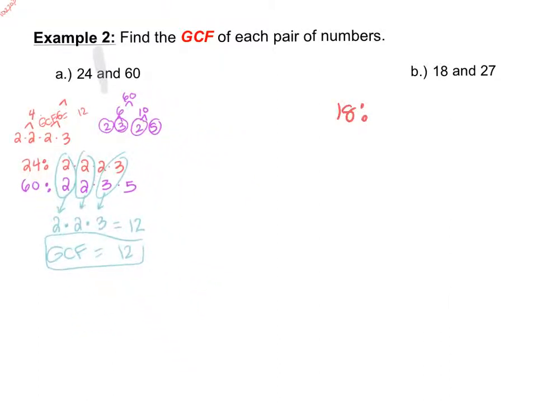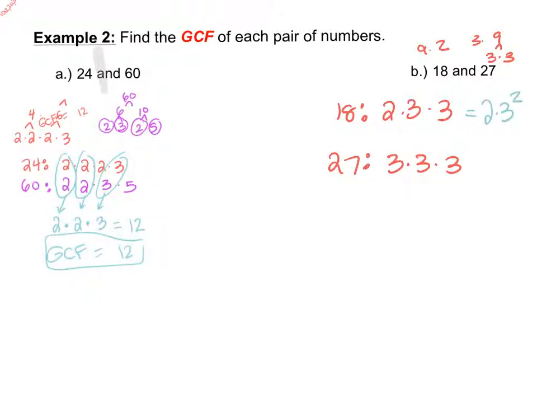18 is 9 times 2. 9 is 3 times 3, so it's really 2 times 3 times 3. 27 is 3 times 9. 9 is not prime, but 9 is 3 times 3, so 27 is 3 times 3 times 3. You could look at it and go, well, 2 times 3 squared, and this one is 3 to the third.